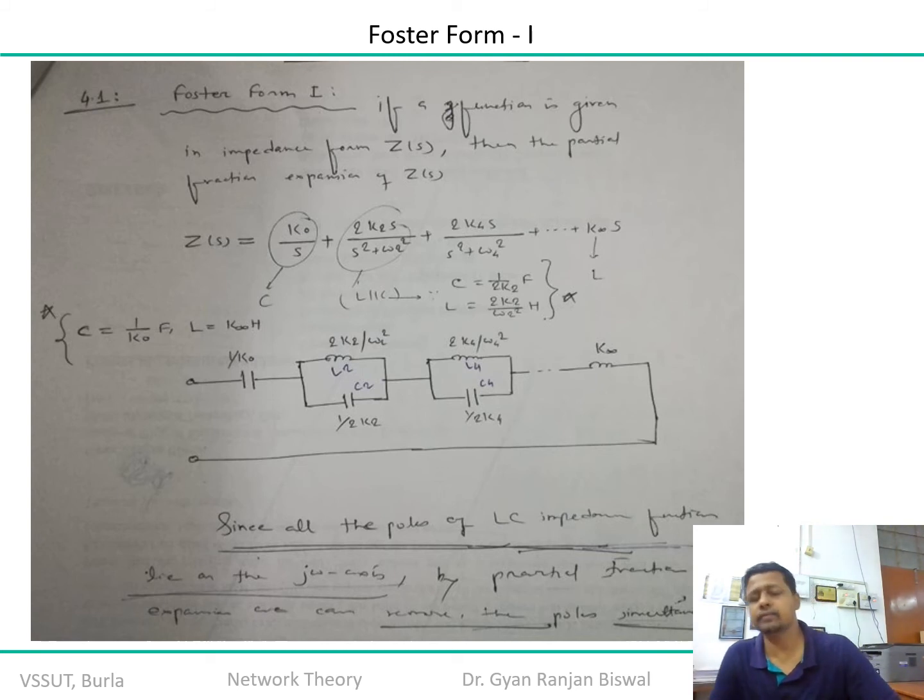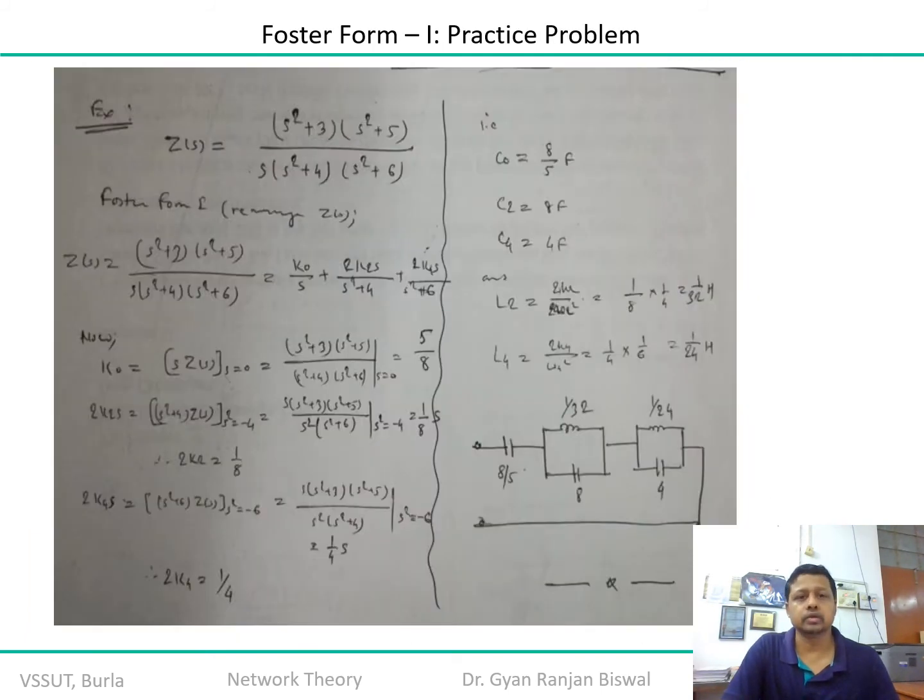Don't you think that k infinite into s is the reflection of L of s? So that means the value of L is replaced by the coefficient k infinite. Understand? Since all the poles of LC impedance functions lie on the j omega axis, I repeat, since all the poles of the LC impedance functions lie on the imaginary axis, because no pole exists at the origin, by applying the partial fraction we can remove the poles one after the other, simultaneously. Understood? So let us try to understand this with an example.